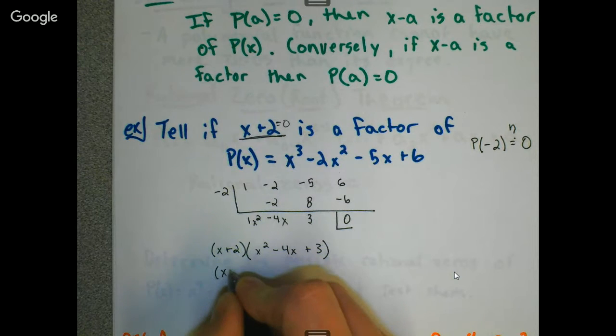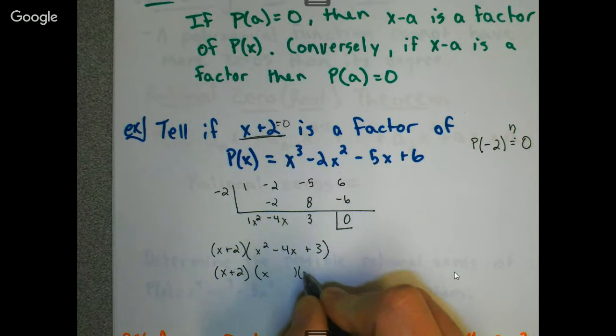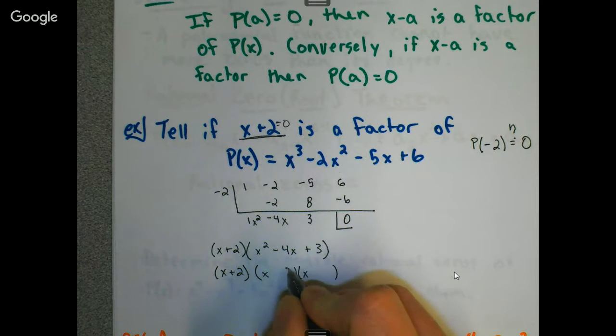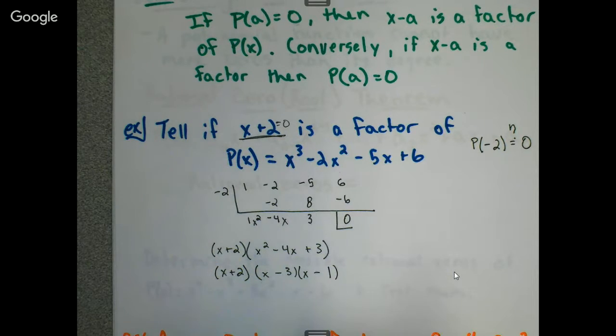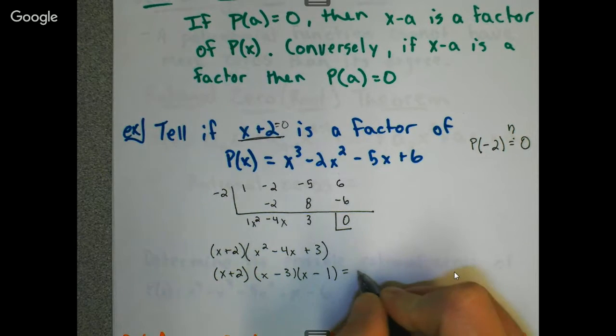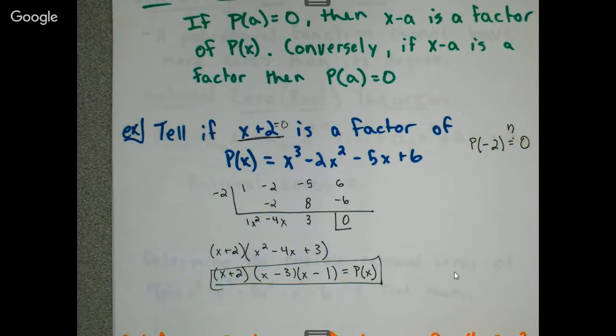So I've got x plus 1, x. Factors of 3 that add to 4, that's 3 and 1. Signs are the same and they're both minus. So this is the same as p of x. So we are completely factored out. Okay, and we can kind of check this.